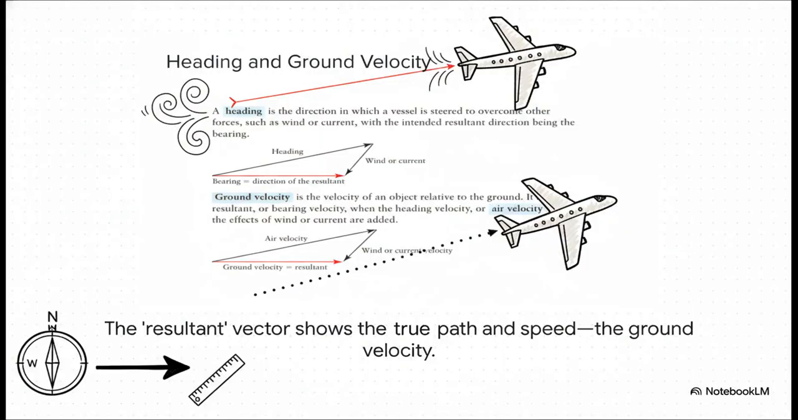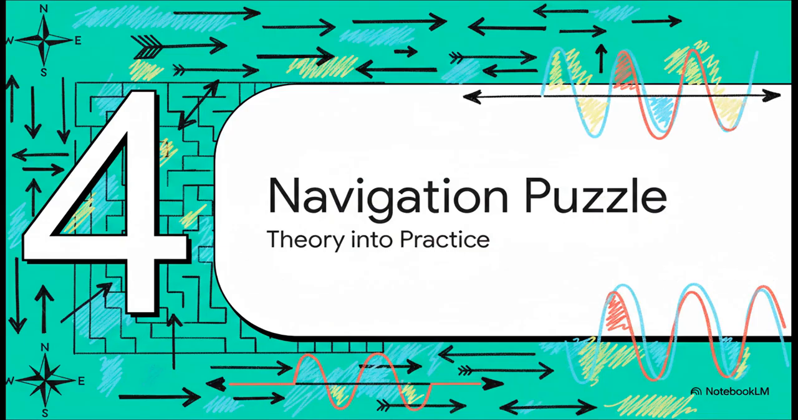And this third arrow has a name. It's called the resultant. Its length tells you the plane's actual speed over the ground, what they call its ground velocity, and the direction it's pointing is the plane's true path through the sky. Okay, enough with the theory. Let's plug in some real numbers and actually solve the puzzle we started with.